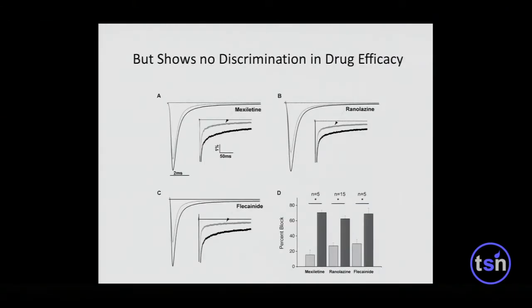When we screened for drugs that we thought might be useful, again, this is in the heterologous system, we looked at flecainide, we looked at mexiletine, we looked at ranolazine. They all preferentially inhibited this late sodium channel activity with little or no effect on the peak sodium current, which suggested that they all should have worked reasonably well in this patient, but they didn't. And so we wondered what we might still be missing.